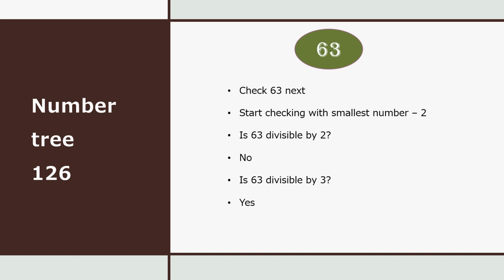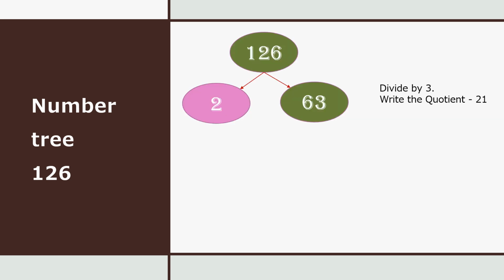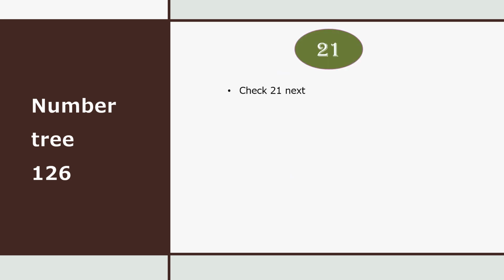So, 63 is also divisible by 3. Yes, it is. What do we do to our number tree? We divide 63 by 3 and write the quotient, which is 21. 3 and 21. Again, 3 is in pink because we cannot divide the number to any smaller number. What will we do next? Can you guess? Yes, we are going to check 21 next.